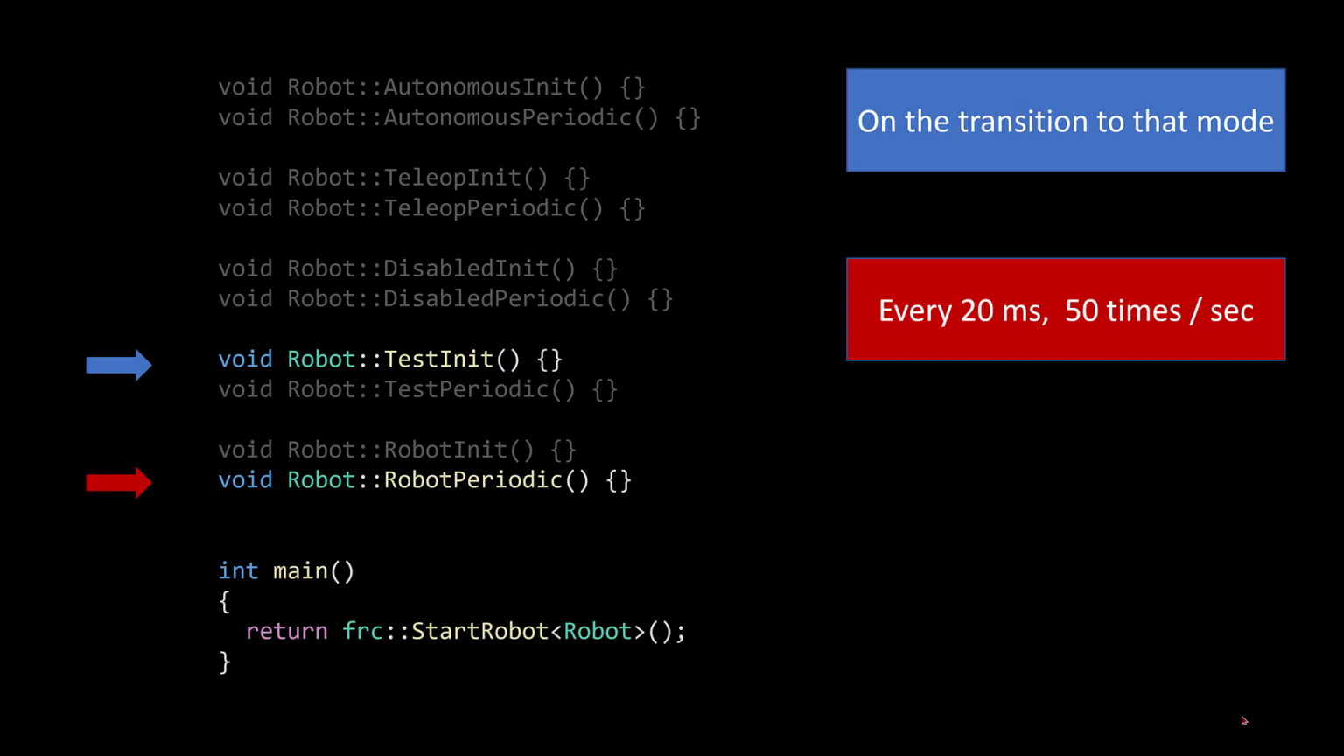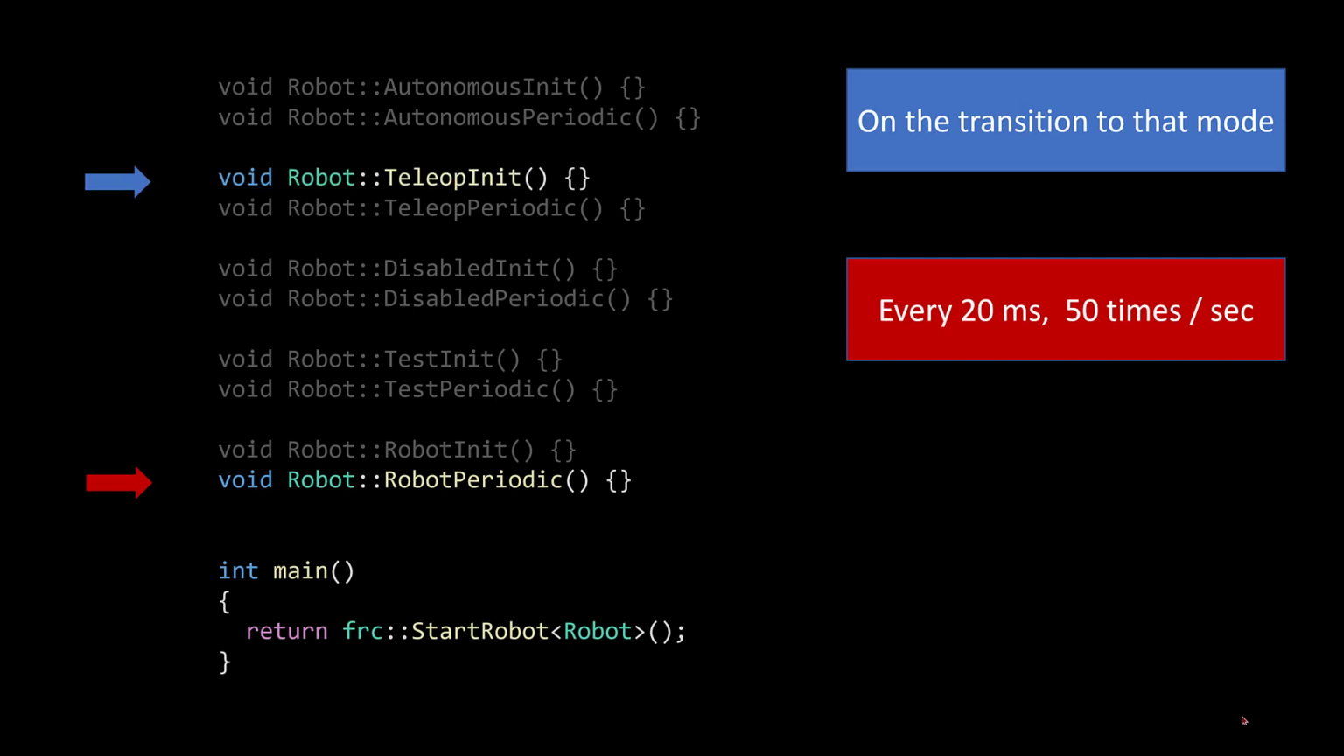If the driver station is set up for test mode, when you click the enable button, it will call test init once. And then on every tick, every timed interval of 20 milliseconds, test periodic is executed, then robot periodic. If you press the disable button, it will run disable init once when you press the button, and then it calls disable periodic every 20 milliseconds, and then robot periodic right behind that. So at the timer tick, disable periodic, then robot periodic.